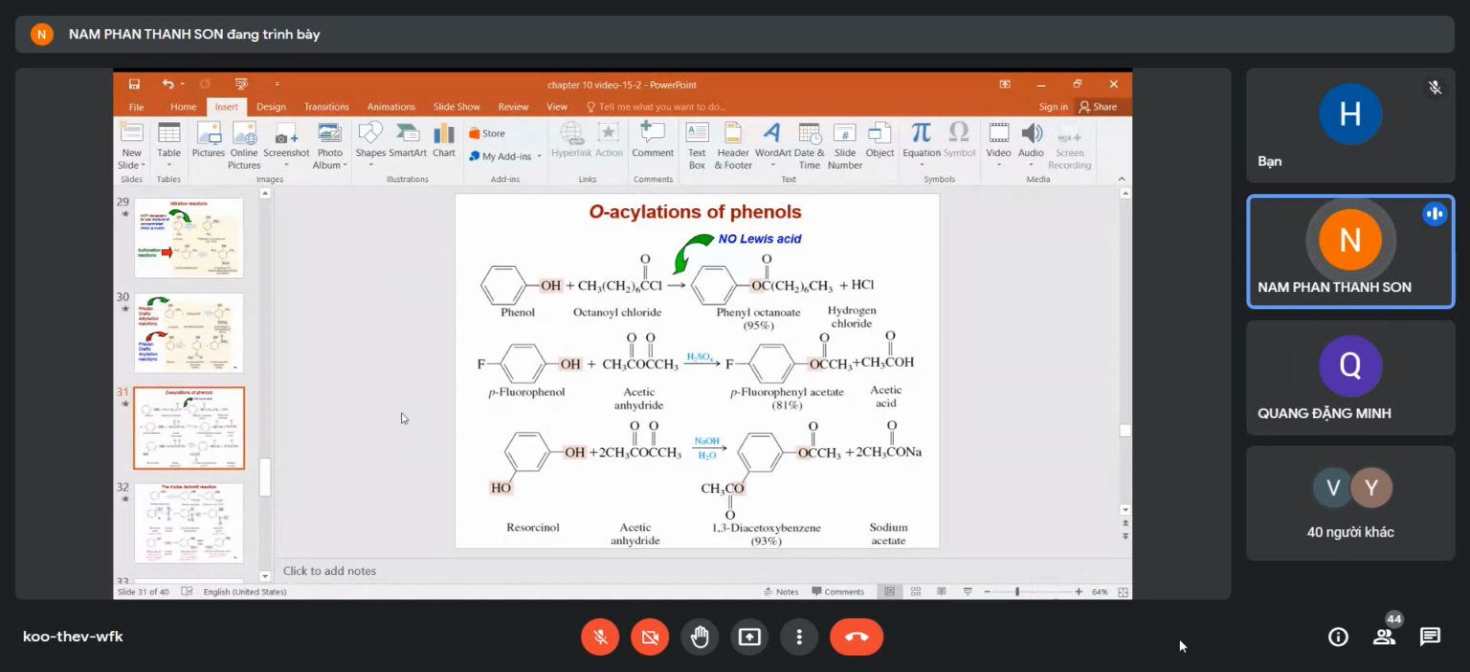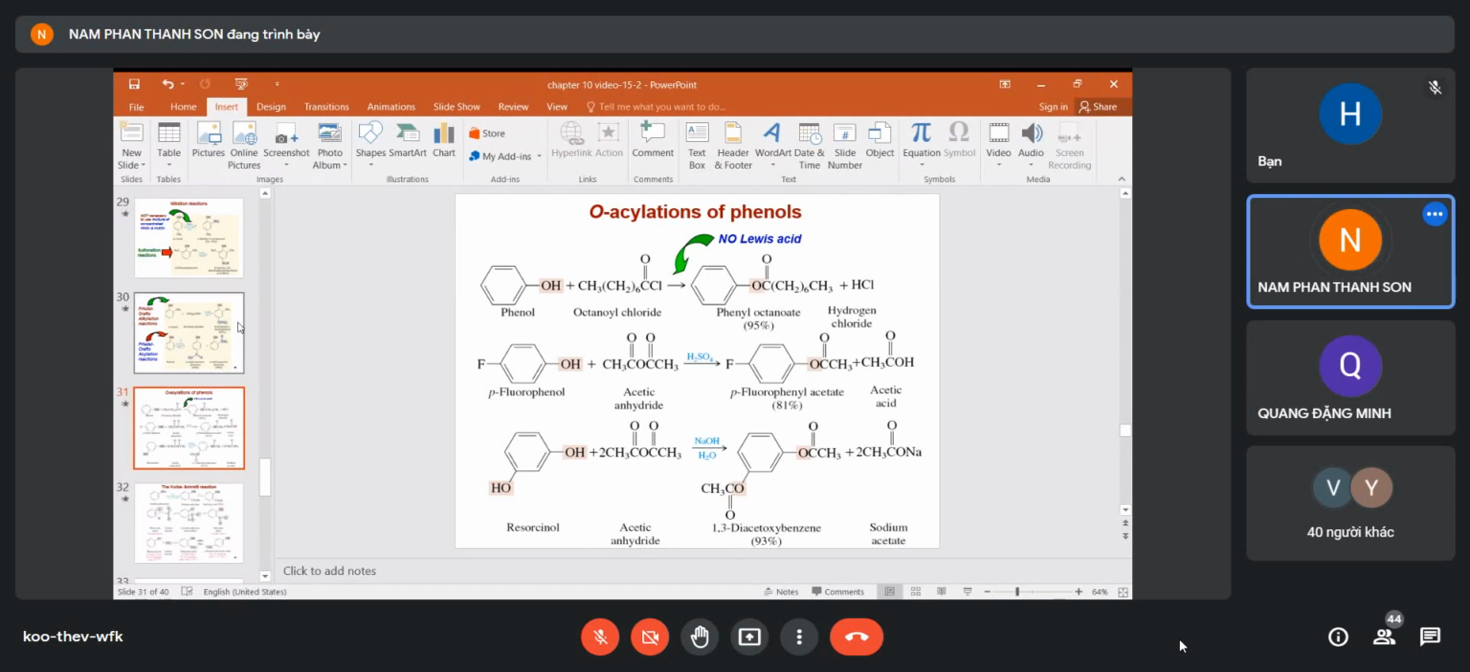Yes. Okay. Can you tell your friend the oxygen in ethanol and in phenol, which oxygen is more negative? The oxygen in ethanol is more negative. Why is that? Because the benzene ring withdraws electrons. We have a conjugation effect from oxygen to the benzene ring.